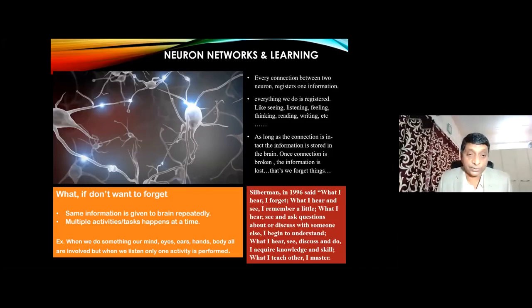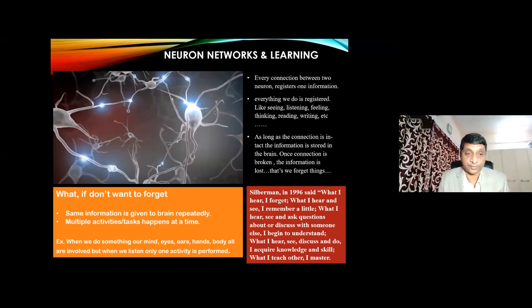We have seen that every neuron has a lot of synapses, and it can make connections with thousands of other neurons. So basically, one neuron can make thousands of connections. And each connection is basically registering one piece of information.